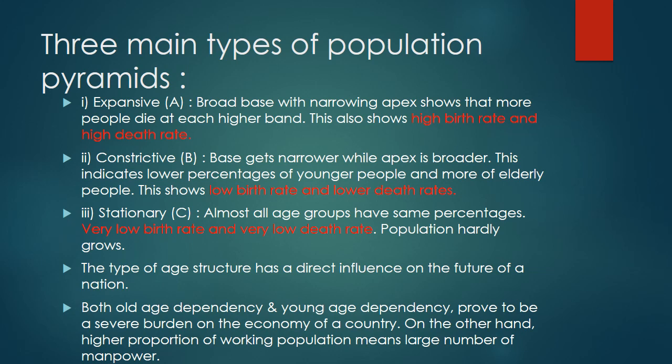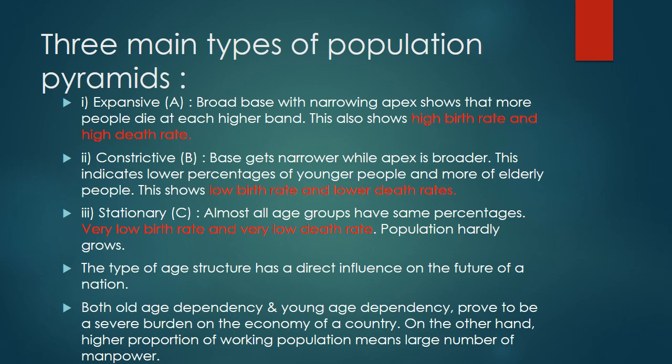The last one is stationary. Almost all age groups have the same percentage, with very low birth rate and very low death rate. Population hardly grows. Now stationary means that all the age groups, which start from 0 and end at 80, 90, whatever is the life expectancy of that particular country.